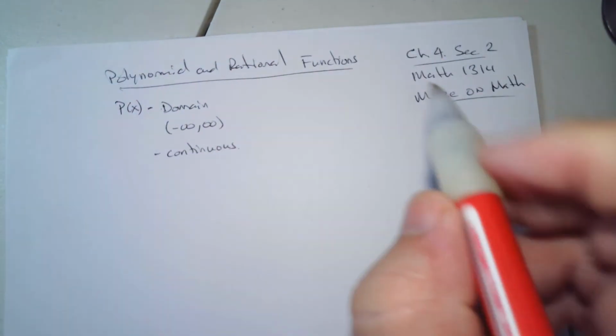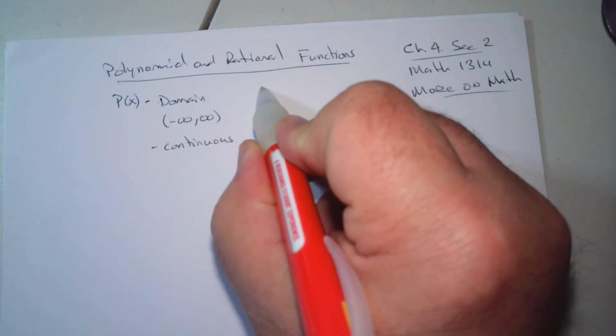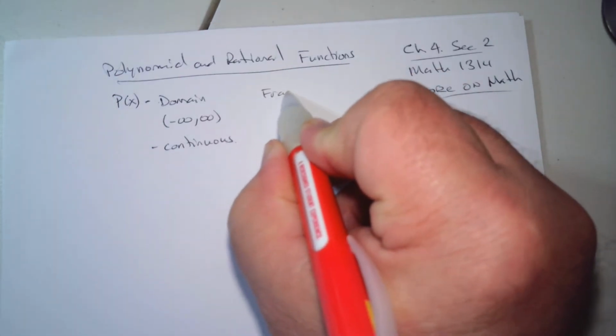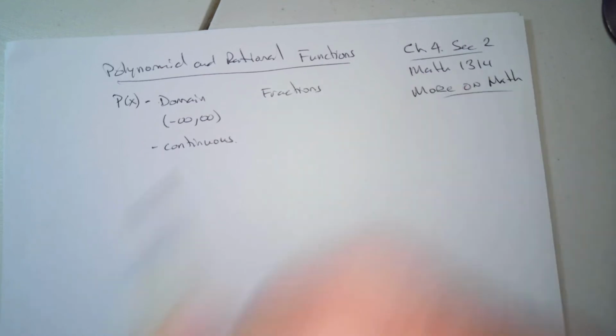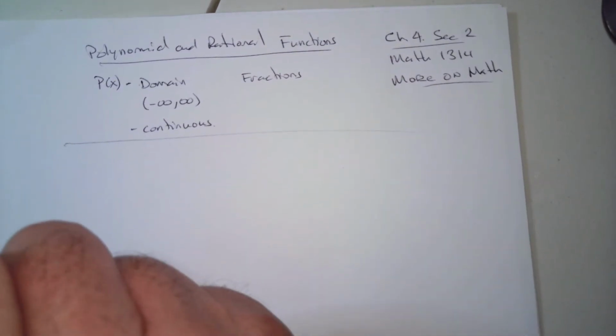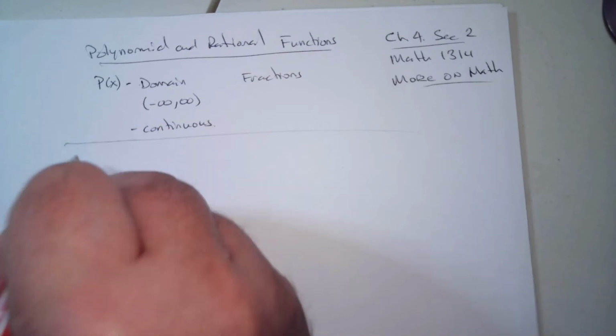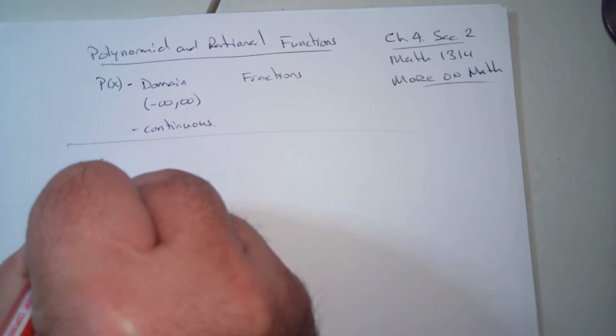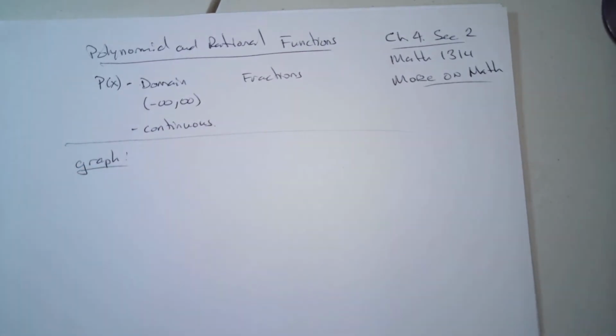Rational functions are fraction functions. All right, so let's look at this. We're going to look at the graph, how to graph polynomial equations.